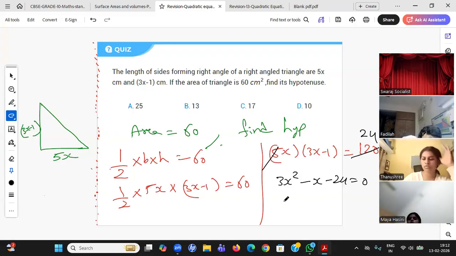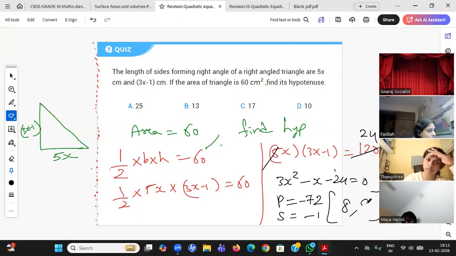Okay, so if you are happy, go for the middle term. If you are still feeling frustrated, go for the quadratic formula. Product equal to A into C. So 3 fours are 12, minus 72. Sum equal to minus 1. So 8 and 9 combination will work. So minus 9 plus 8. So 3x square plus 8x minus 9x minus 24 equal to 0. I can take only x common.